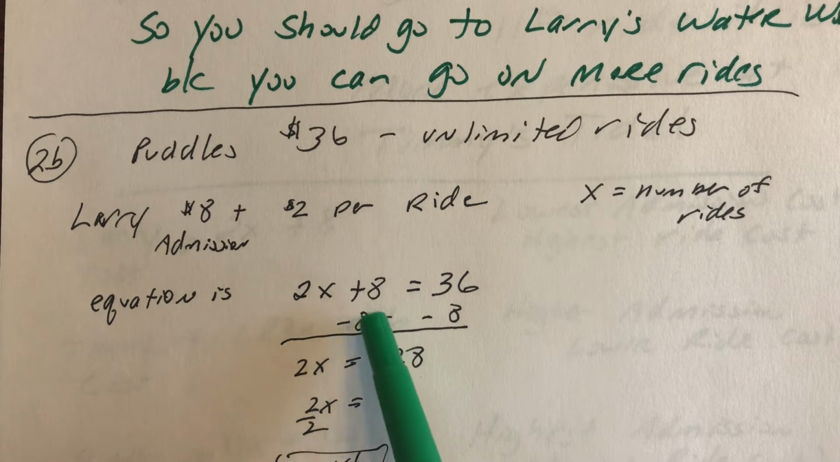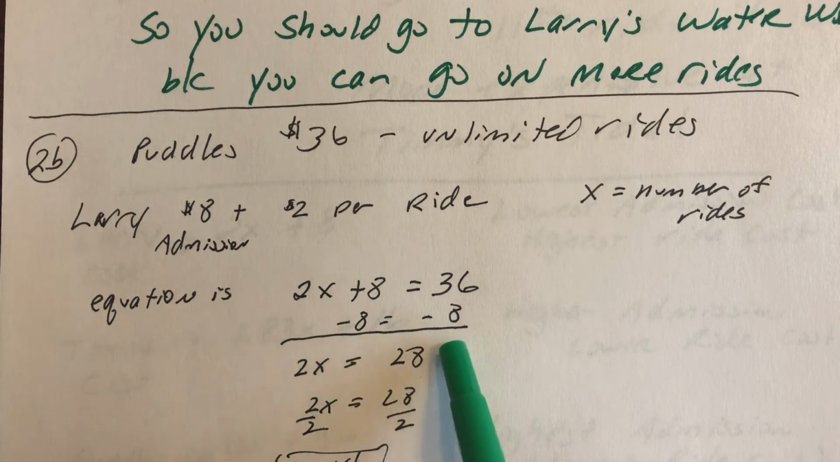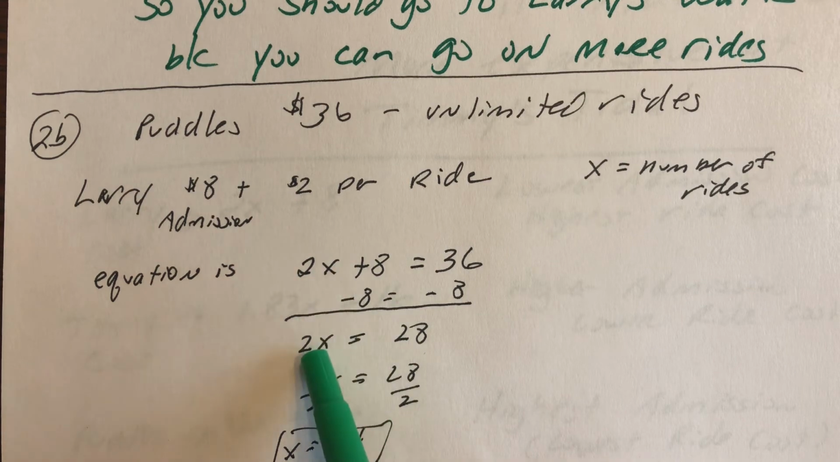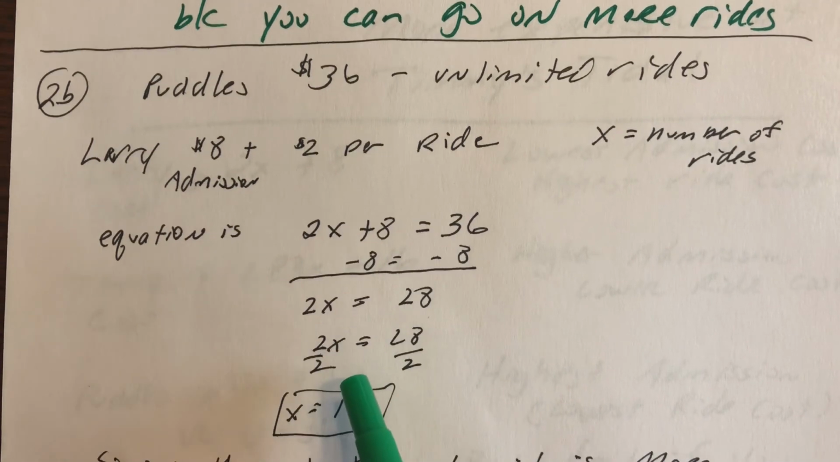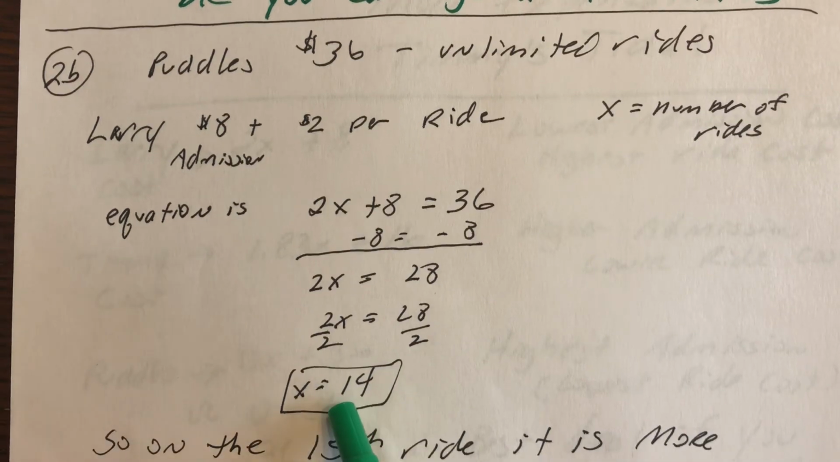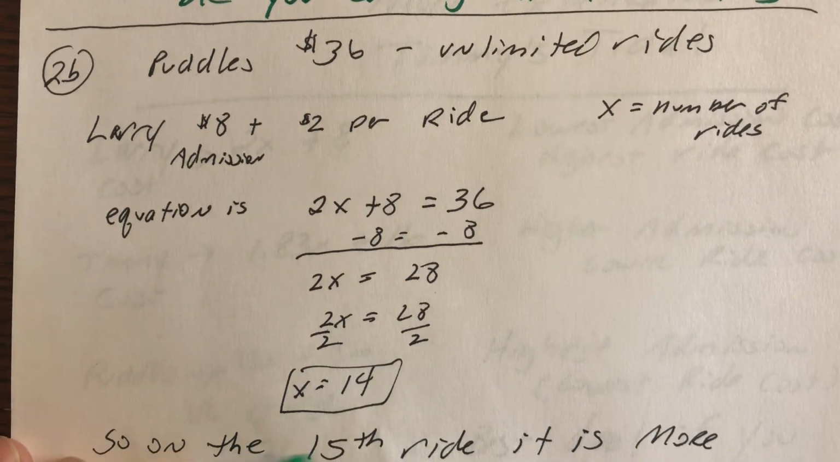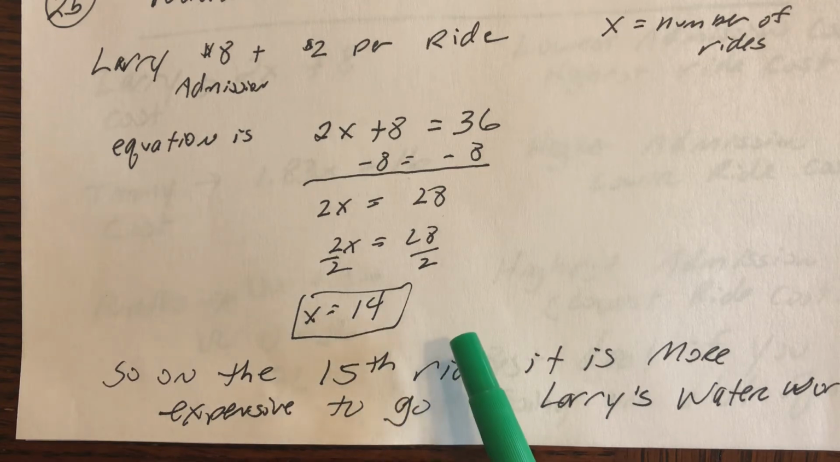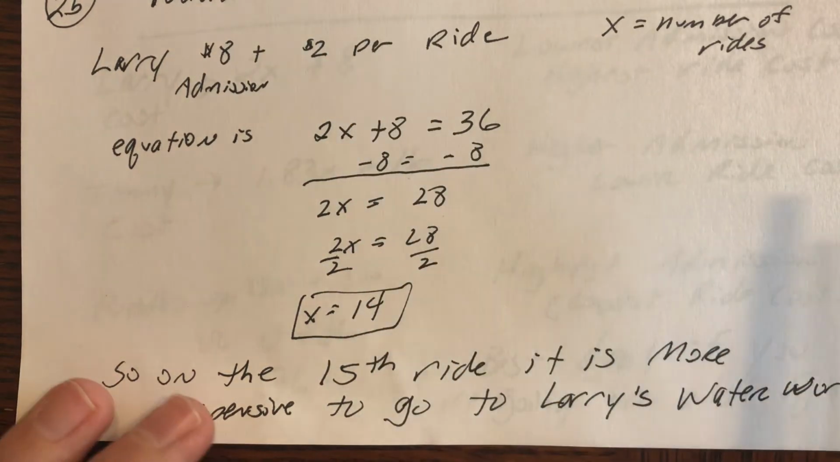So I solve this equation. I'm going to isolate that X variable. First thing I do is get rid of the 8, so I go minus 8 to both sides. You see that? 36 minus 8 is 28. On the left side, I bring down my 2x, so I have 2x equals 28. To get x isolated, I'm dividing by 2. So 2 divided by 2 is 1, 1 times x is x, and 28 divided by 2 is 14. So x is 14. So on the 15th ride, it's more expensive to go to Larry's Water World, right? Because 15 times $2 a ride is 30, plus $8 admission fee is 38 bucks. So Puddles then is the better deal, right?